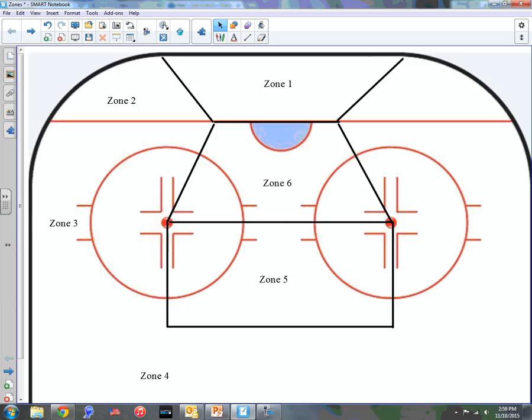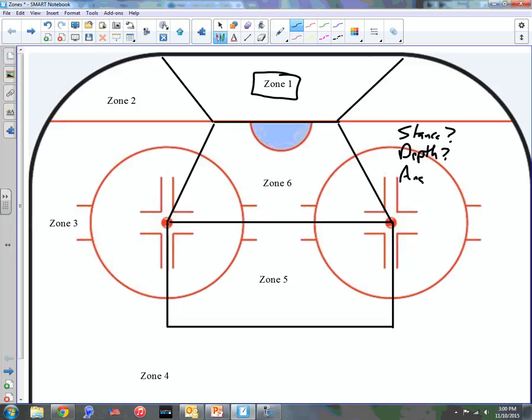The most important thing I would say is this. Take a look and maybe print out something like this for the boys and have them do this. And that puck is in zone 1. What is my stance? What is my depth? Where is my chest pointing or my angle? What am I worried about? What have I taken away? So what are my strengths?